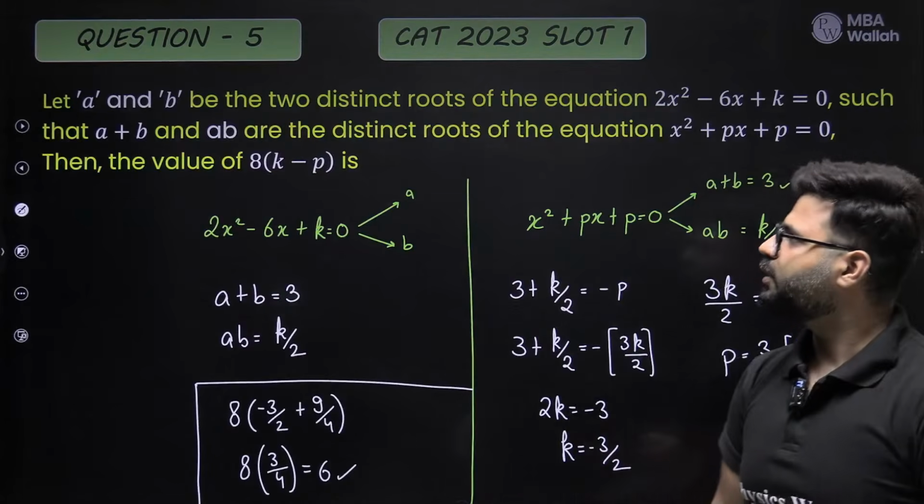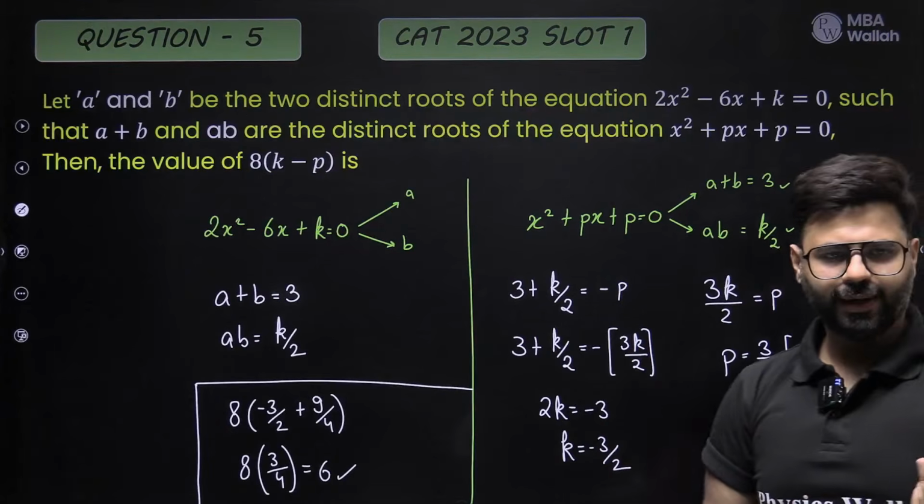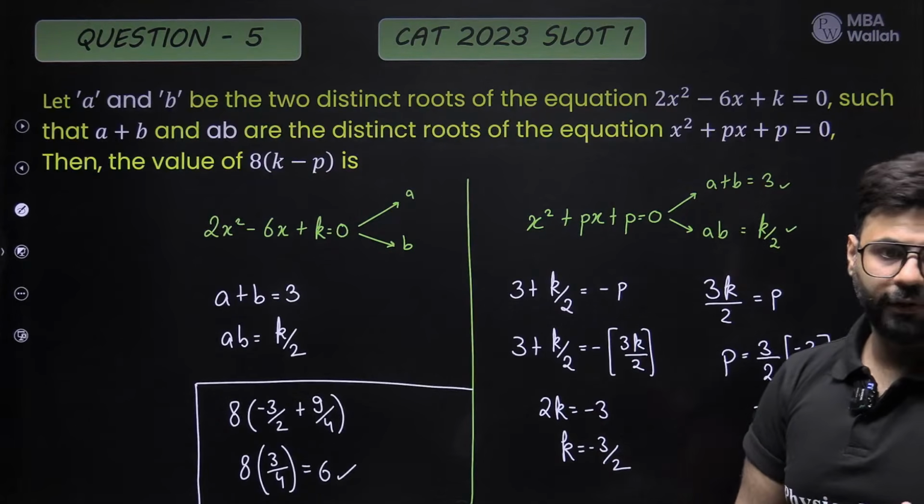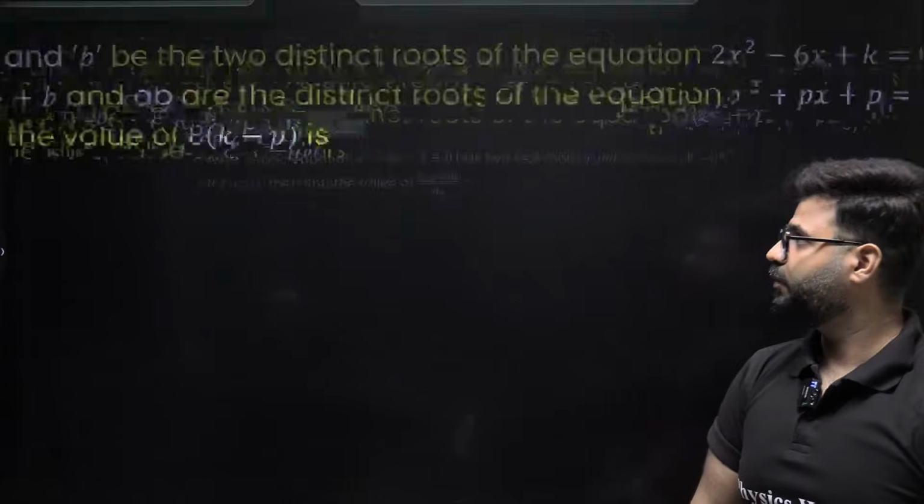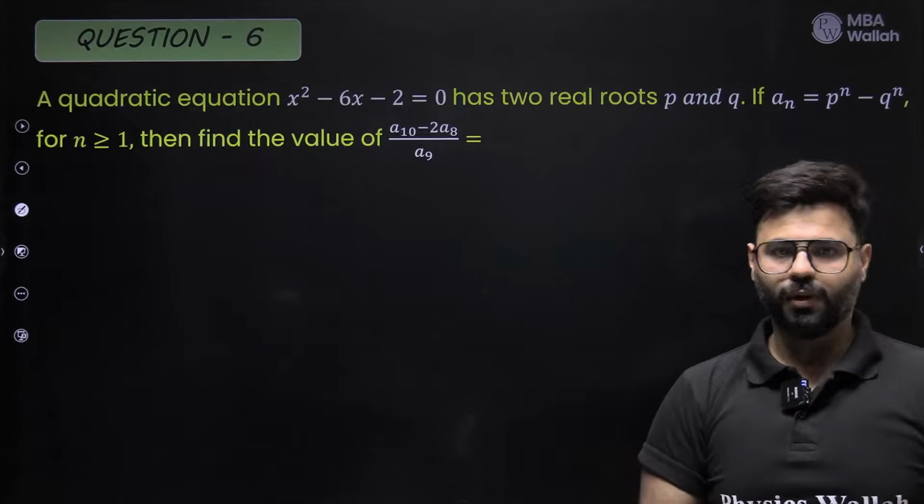Have a look at this one, guys. So this is 2023 slot one, fairly easy again. As I already told you, this was one of the most difficult CATs. There also we got this question, doable. Try this one.